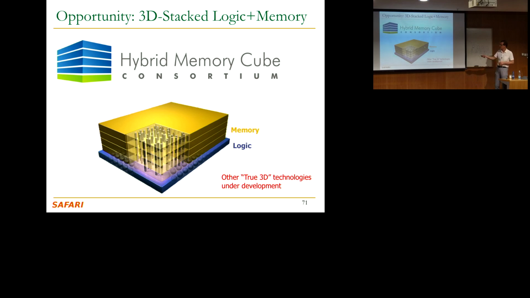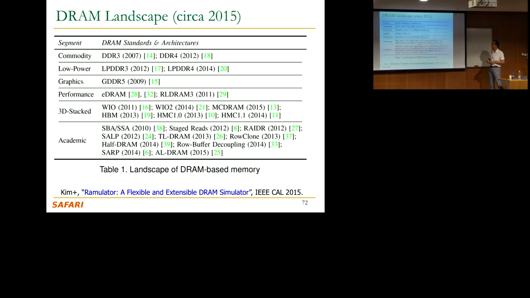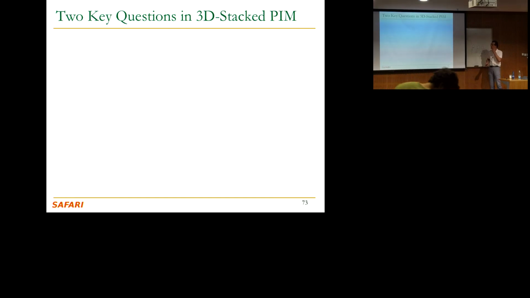Can we enable it to do processing? That's very powerful. And this was what I showed you yesterday, the RAMulator paper. At the time it was written, there were a lot of 3D stacked memory technologies, as you can see over here. And this is going to increase, in my opinion. And if true 3D stacking, monolithic integration happens, I think there's a lot more opportunity for it.